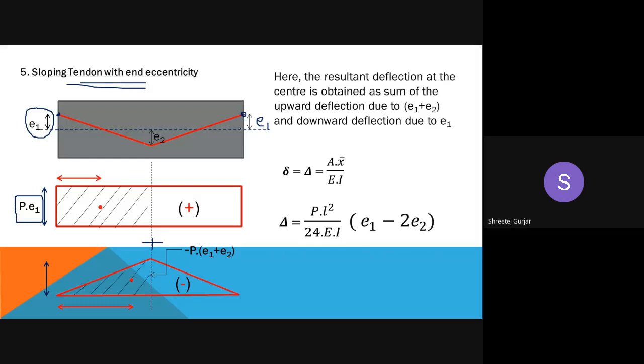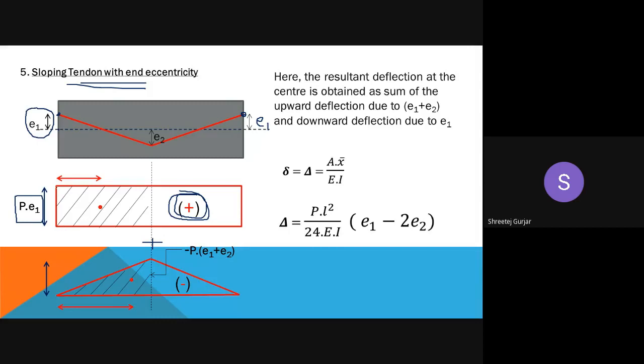So when you have a force acting at this point above your neutral axis, it will cause downward deflection, right? Whenever your force is above your neutral axis, it will cause downward deflection. It will cause hogging. Sorry, it will cause sagging. So it will be positive. Understood? It will be positive. So P into E1 will cause a positive bending moment in this format.